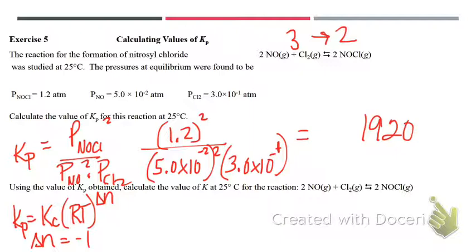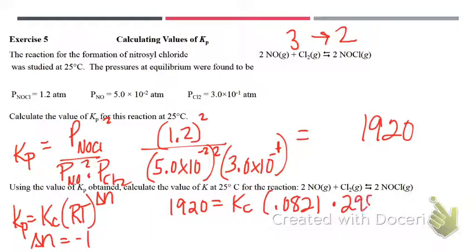So now we're just going to plug it all in there. So we have 1920 equals Kc, 0.0821, Kelvin temperature 25 is 298, raised to the -1. So then I get Kc is equal to 47,000. Excuse me. Okay?